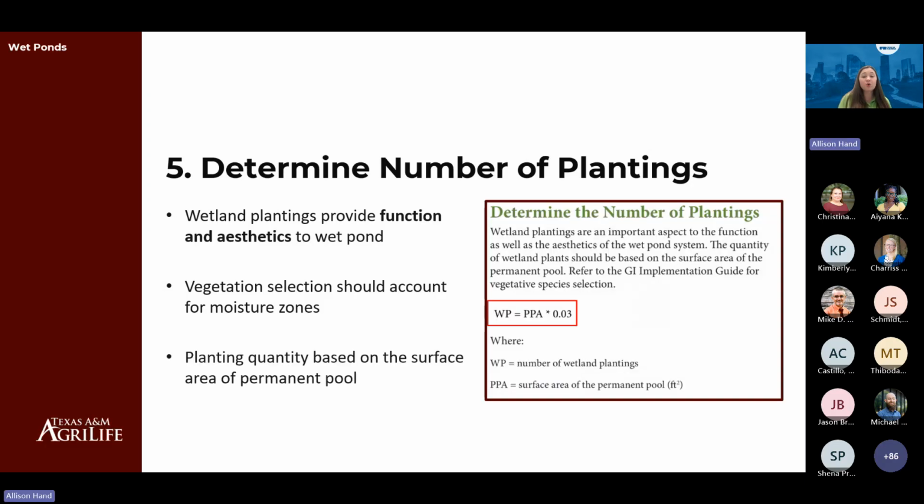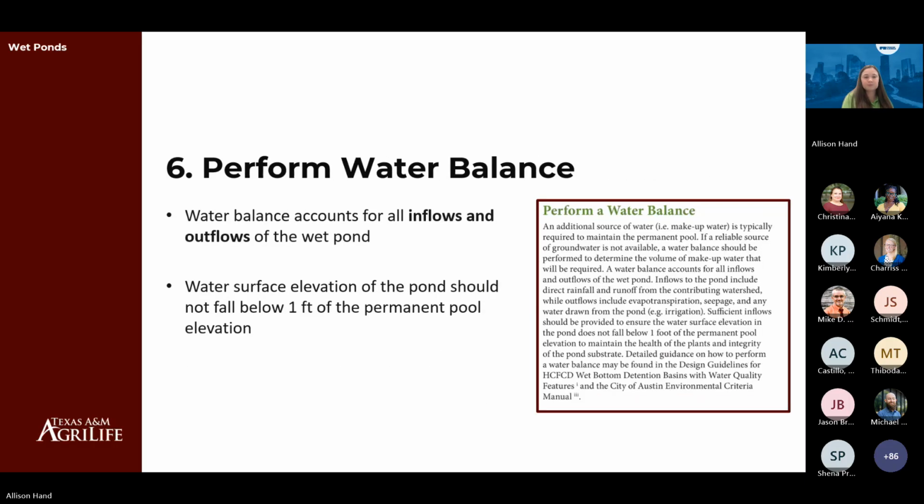You can determine the quantity of plants needed based on the area of the permanent pool. We recommend 3% of the area in square feet as a good estimate for the number of plantings to include. An additional source of water, your makeup water, is typically required to maintain your permanent pool. A water balance determines the amount of makeup water that would be required, if any, for your system. Inflows to the pond include your direct rainfall and runoff from your contributing watershed, while outflows include evapotranspiration, seepage, and any water drawn from the pond for, maybe, irrigation.